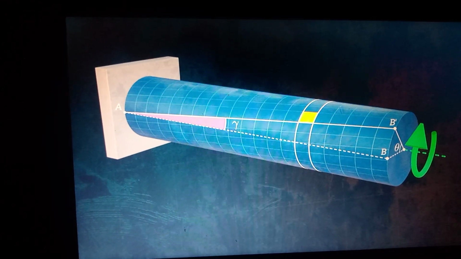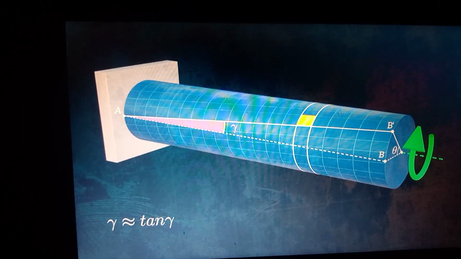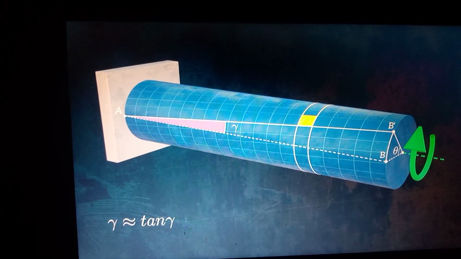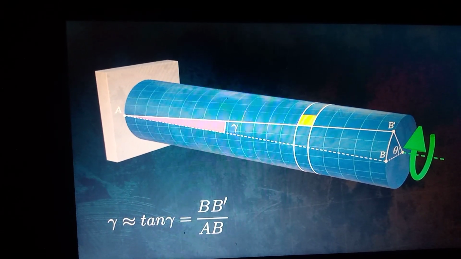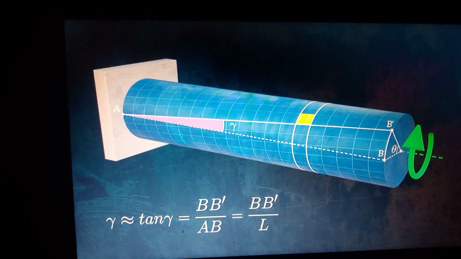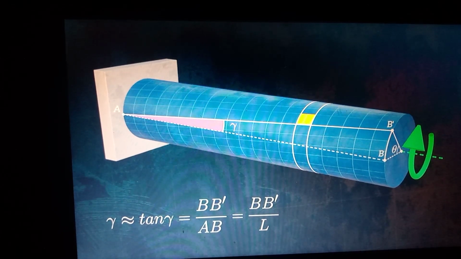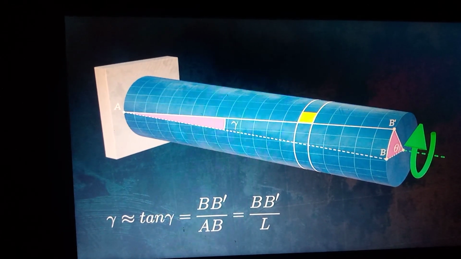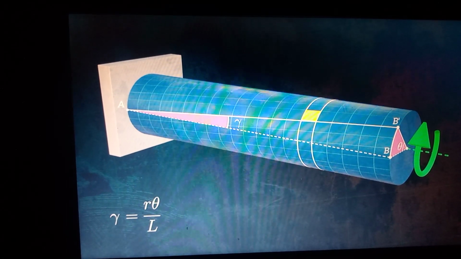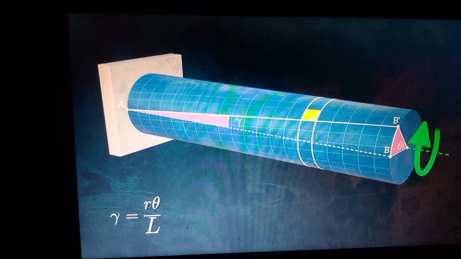For small angles, gamma will be approximately equal to the tangent of gamma, which makes it equal to the length BB prime, divided by the length AB. AB is the length L of the bar. We can calculate the length BB prime by realizing that it is the arc length of a circle with a radius r, covering an angle equal to the angle of twist, theta. So the shear strain is equal to the radius of the bar multiplied by the angle of twist divided by the length of the bar.